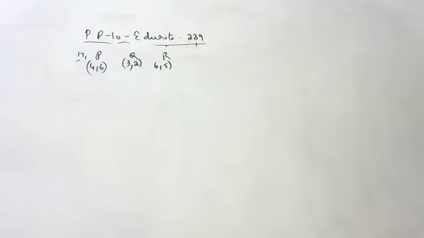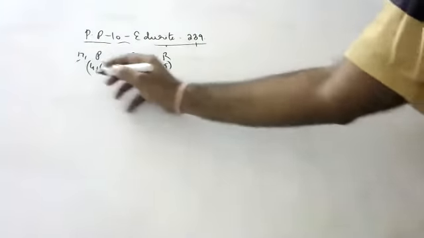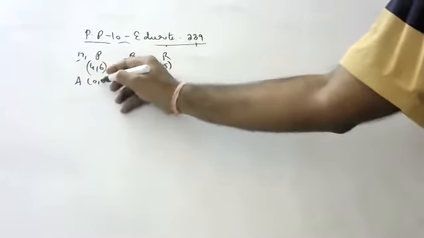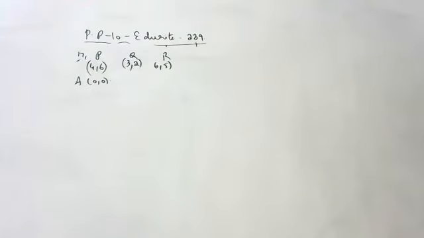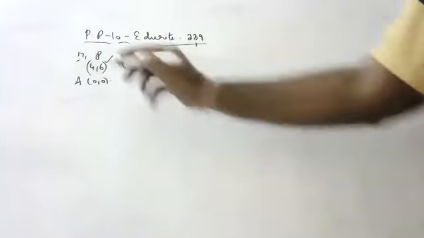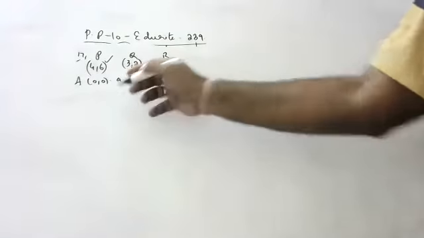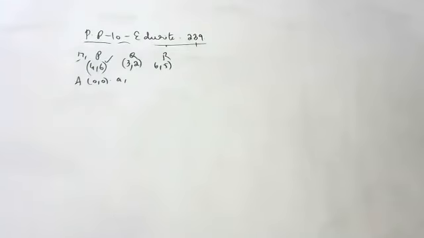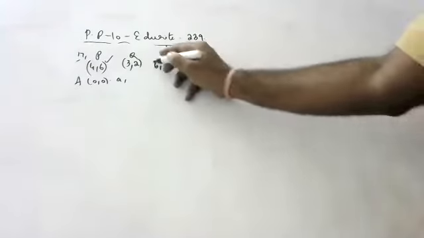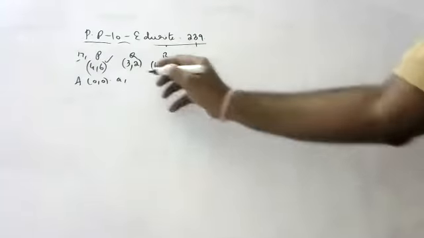What are the coordinates of A, children? 0 comma 0, of course, because it is the origin. Second question. What are the coordinates of P? 4 comma 6. Next. What are the coordinates of R? 6 comma 5, so it means option A.